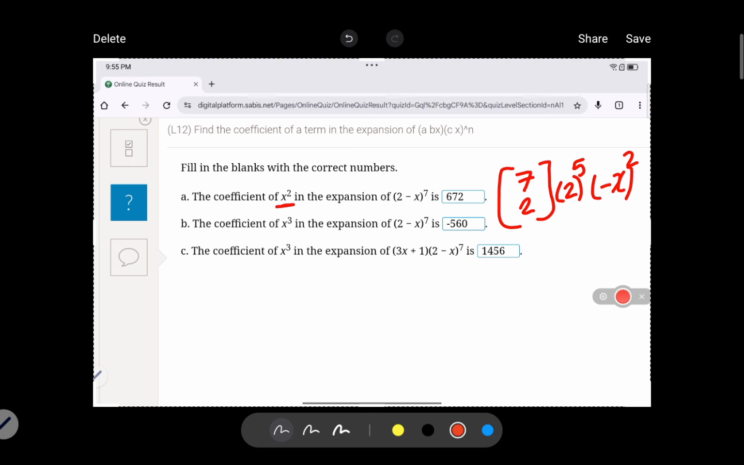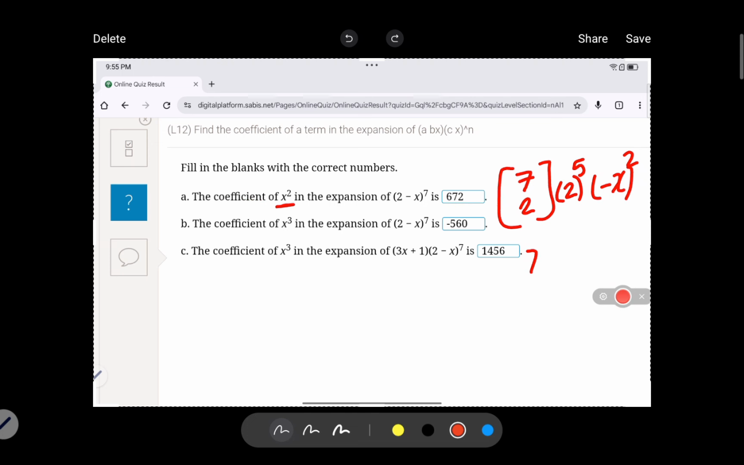you're going to put this on your calculator, of course in a bracket, don't forget the brackets. So you will get 672. Okay, it's negative x to the power of 2, but negative x to the power of 2, when it's an even number, will be just x to the power of 2. Yeah, they just wanted the coefficient, so just put this.